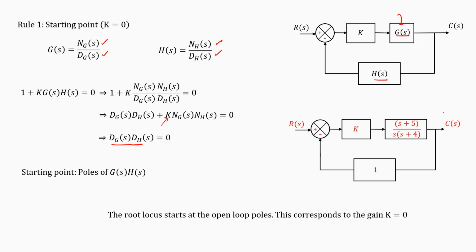So the root locus starts at the open loop poles of the system, and the corresponding gain at that point is K equal to 0, because that is the starting point. In this case, H is 1, so GH is (s plus 5) by s into (s plus 4). Where are the open loop poles? The open loop poles are at 0 and minus 4. These are the open loop poles of the system.